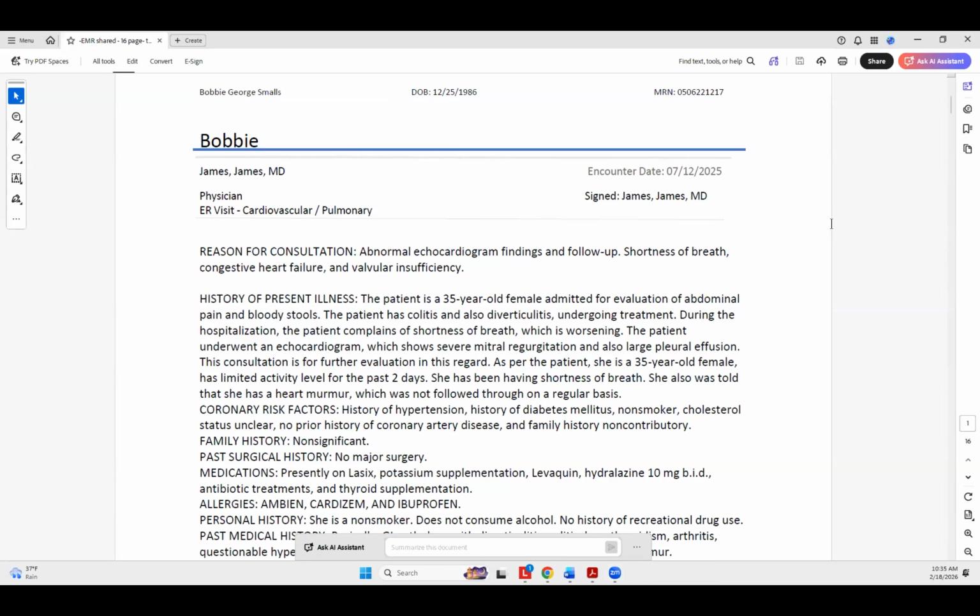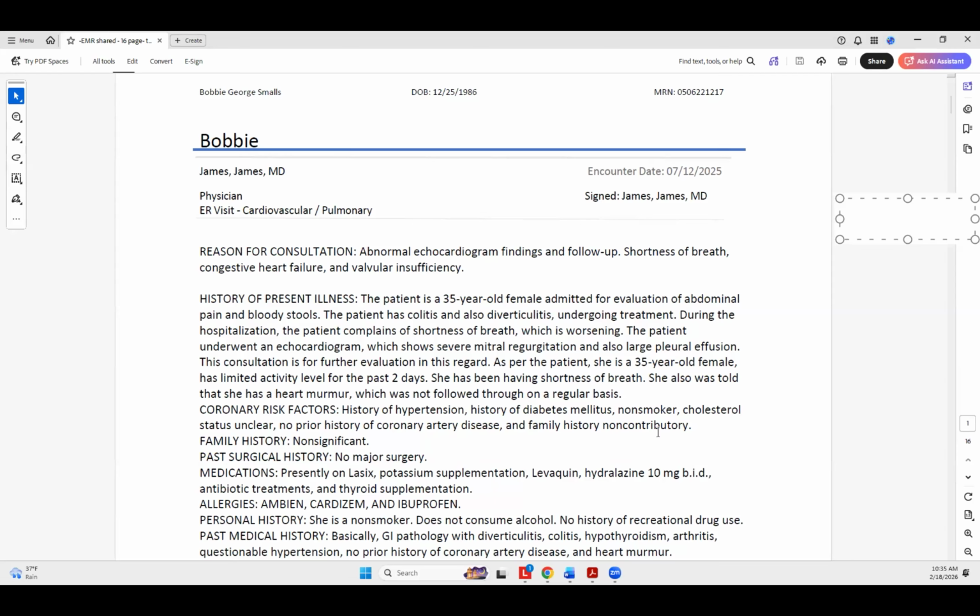I'm going to get my text box out for this. So page 1, we have an ER visit. Is this an inpatient page or an outpatient page? Now, I'm going to recap again. I'm going to say something a little bit different, but the same so everyone can understand.